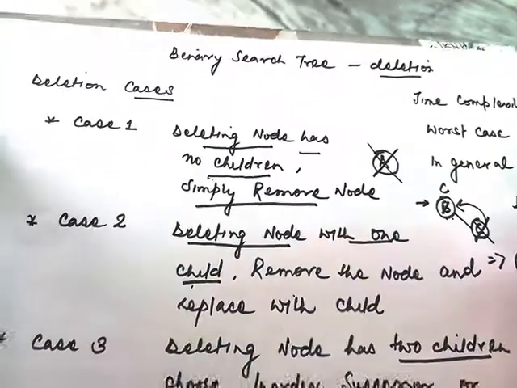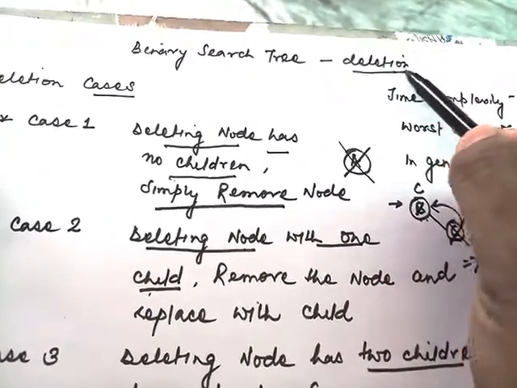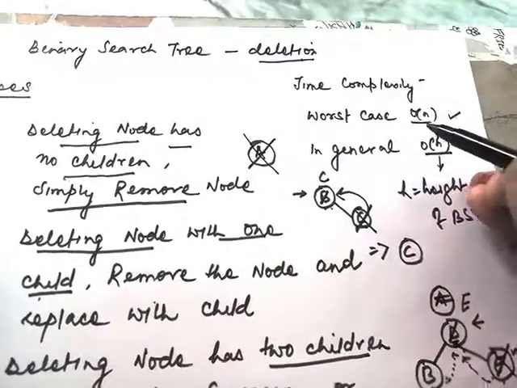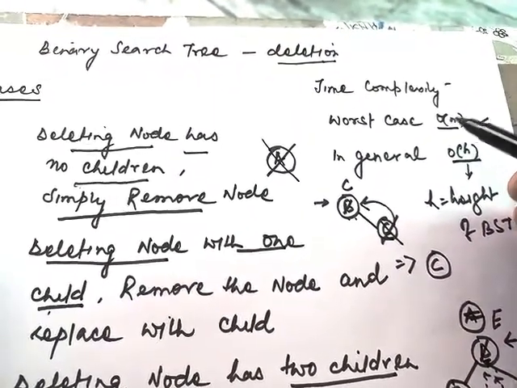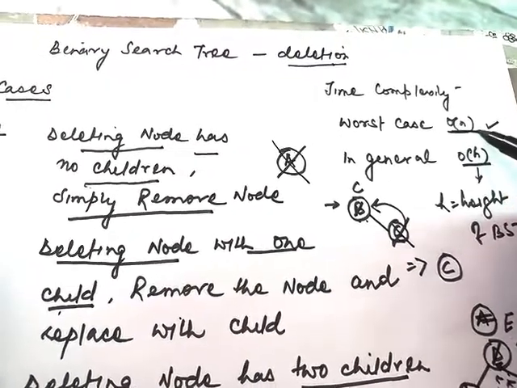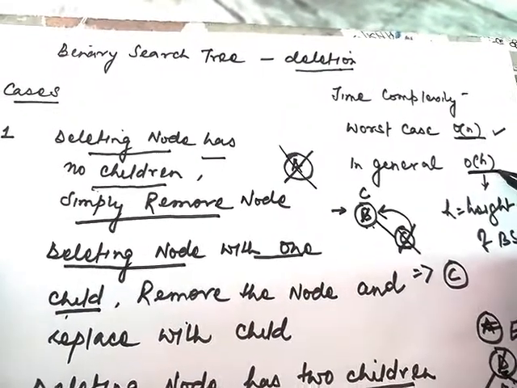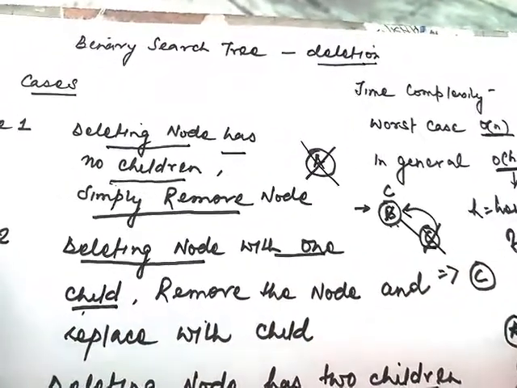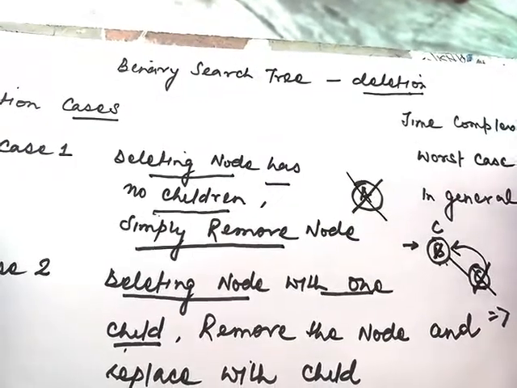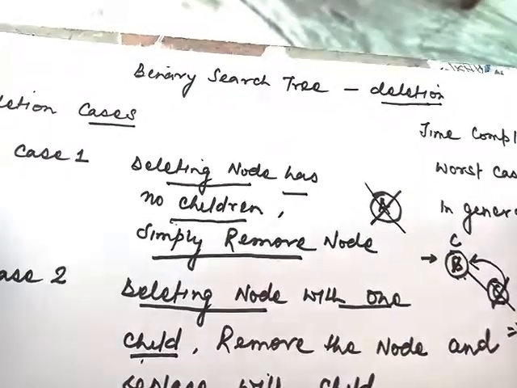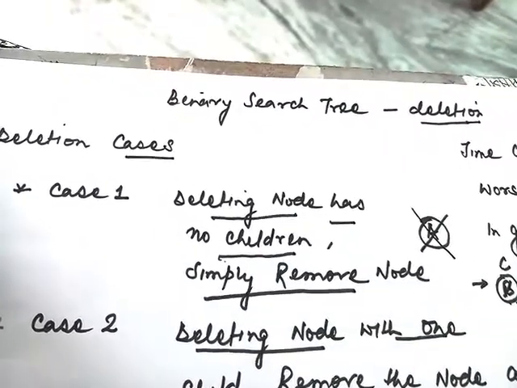Okay, next operation that we can perform with a binary search tree is deletion, and again the time complexity of deletion in BST, in the worst case, is order of n, and in the general case, that is order of h, where h is the height of the BST. So the time complexity of all three, searching, insertion, deletion, is the same: order of n or order of height h of the binary tree.